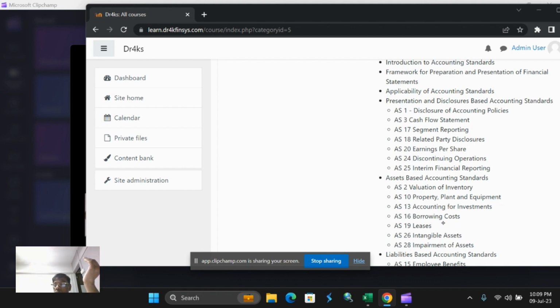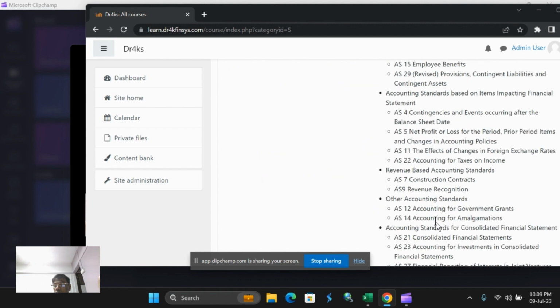Then comes leases, and leases refer to, in normal nomenclature, properties which are rented out. Okay, how to account for a lease? Properties taken by lease. Again, leases could be either an operating lease or a finance lease. These kinds of principles are discussed here.